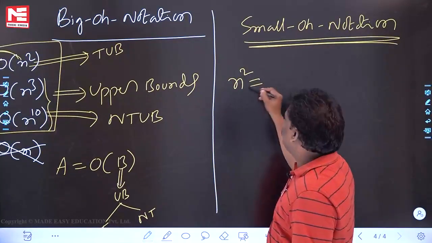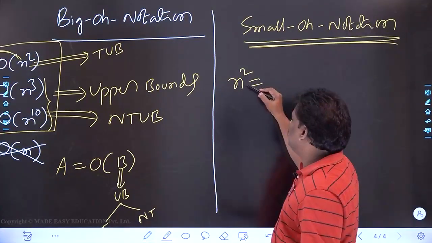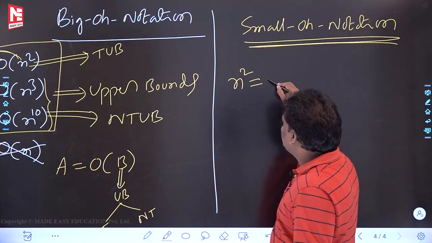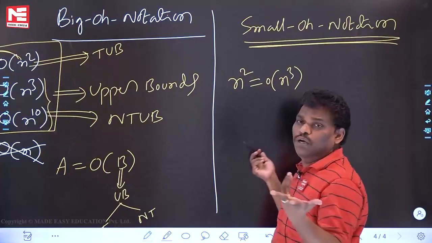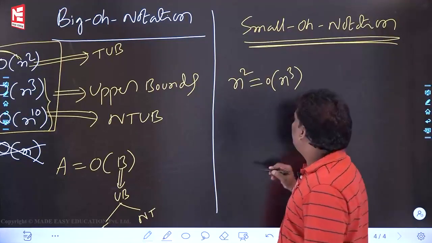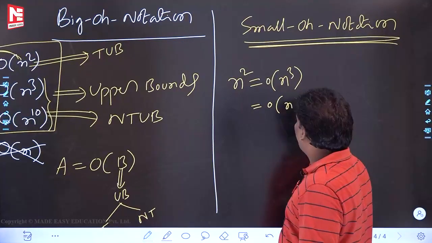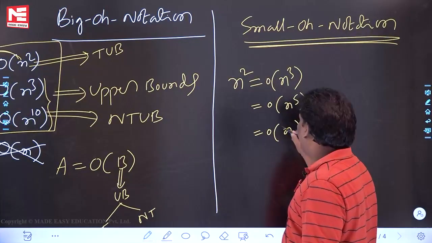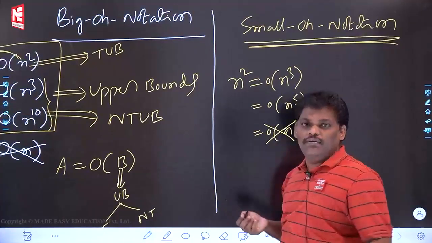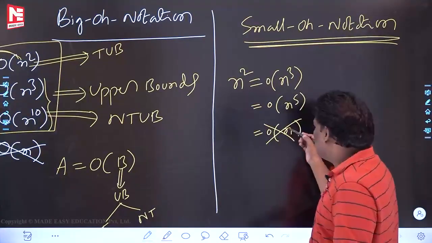Small o and big O are almost similar, right? There is a small difference. Let's see. Is n square small o of n cube? It is also like big O only. Of course, true: n square is small o of n cube. Next, n square is small o of n power 5, that is also true. n square is small o of n fails, because big O also fails. Small o and big O both are the same here.